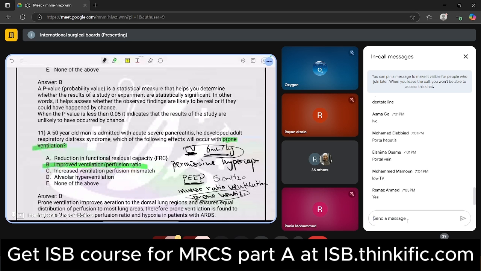So, correctly said, Dr. O, that is improved ventilation.